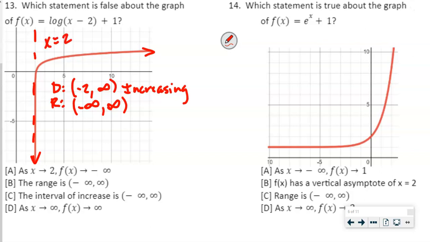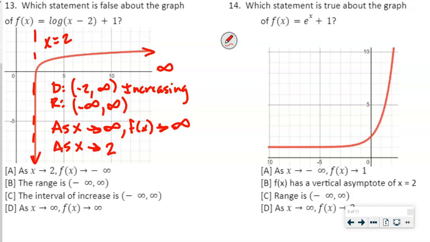And then let's talk about our end behaviors. As x goes right, towards infinity, where's our f of x going? F of x is approaching infinity, right? Now, as I head left, as x approaches 2, what happens to our f of x? Because remember, we can't go past that asymptote. Here, it's headed towards negative infinity, right?